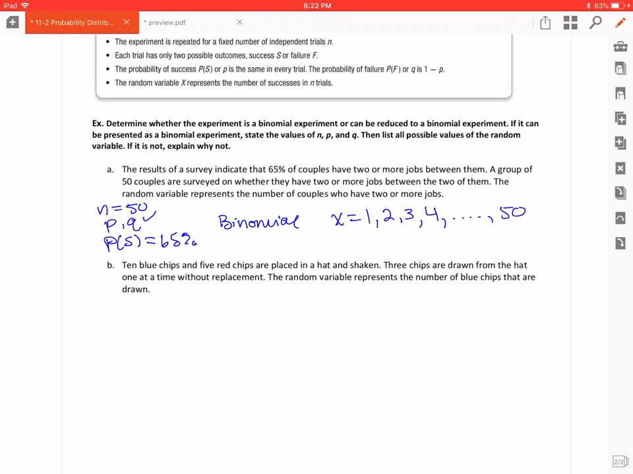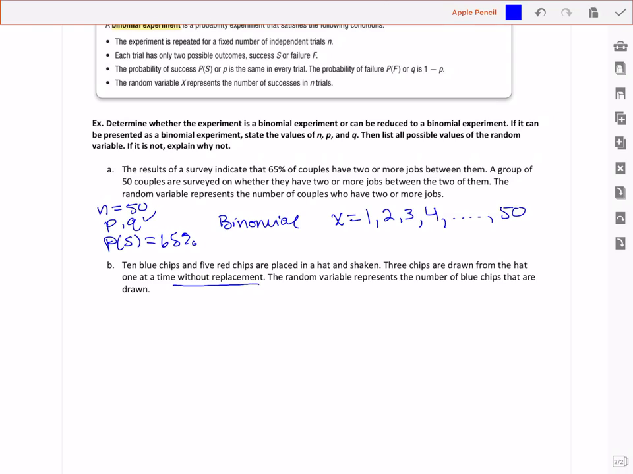Okay, next one, we've got 10 blue chips and 5 red chips placed in a hat and shaken. 3 chips are drawn from the hat, one at a time, without replacement. The random variable represents the number of blue chips that are drawn. All right, so how many experiments are we doing? We can't do more than 15 because there's only 15 chips, and we're not putting them back in. Okay, so N is 15.